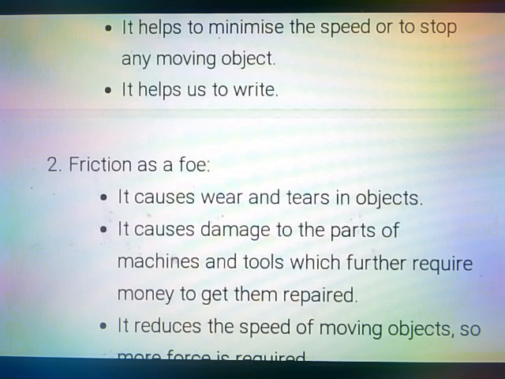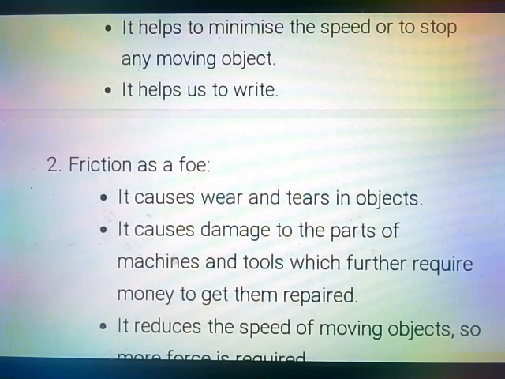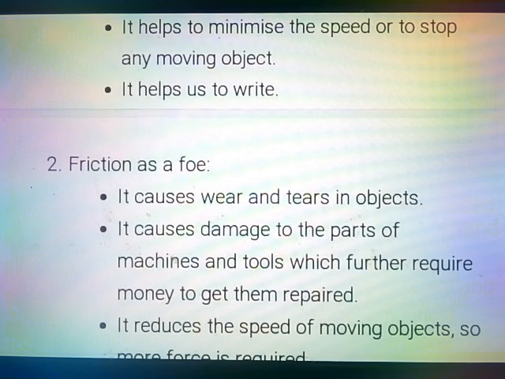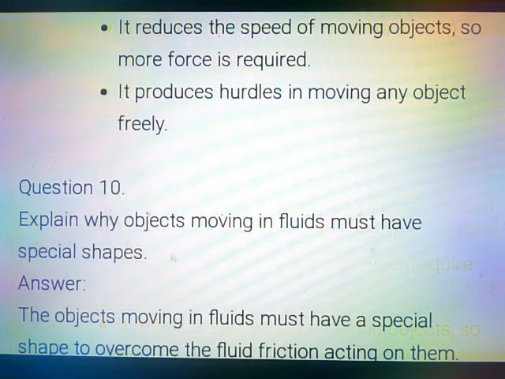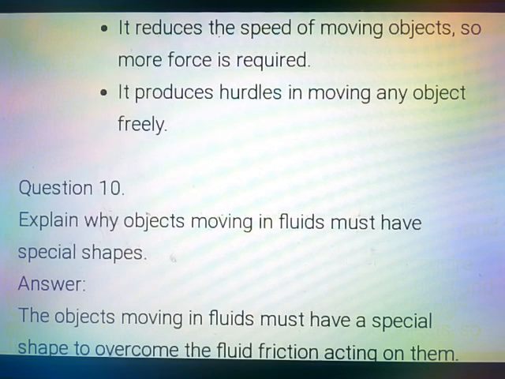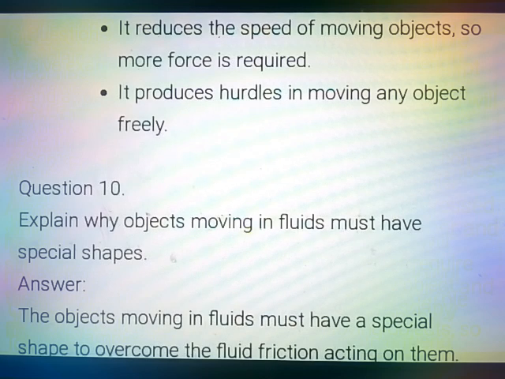Second, friction as a foe. It causes wear and tears in objects. It causes damage to the parts of machines and tools which further require money to get them repaired. It reduces the speed of moving objects, so more force is required. It produces hurdles in moving any object freely.